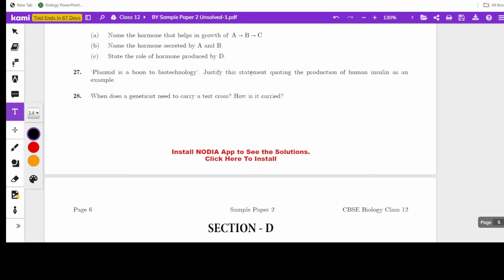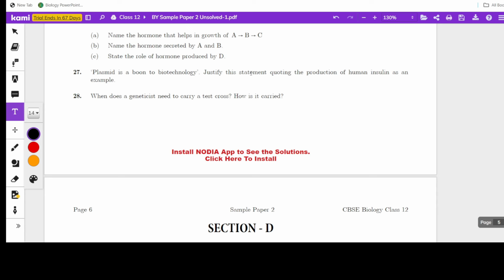Only if a plasmid has been incorporated with the human insulin gene and then allowed to make new copies. So that's how we get human insulin. If there is no plasmid, then this method of production of human insulin will not be happening. So you have to explain in that aspect.